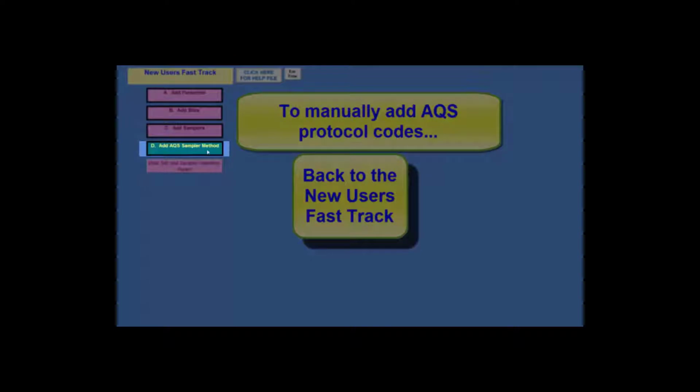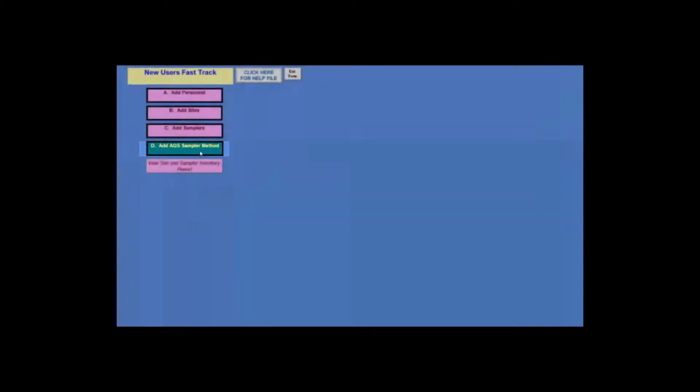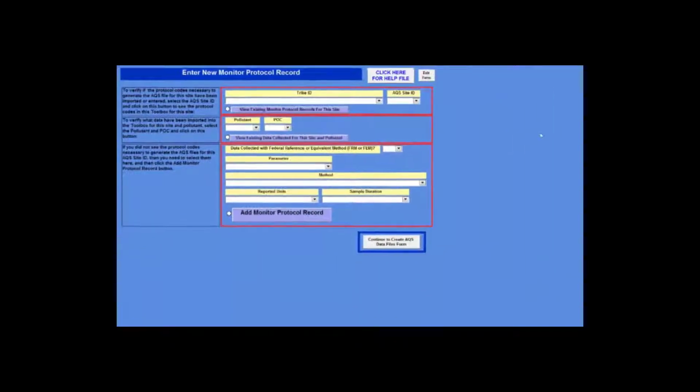So I need to go back into the Add AQS Sampler Method form. And this time I am going to use the Manually Add and Verify Monitor Protocol Data button. And I'm going to enter my monitor protocol data for my PM2.5 sampler and my MET samplers. So I will do that. And that brings up this new form.